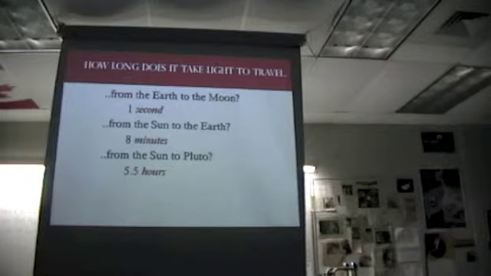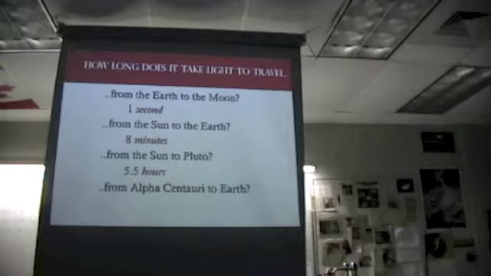Ooh, how about this one? Let's go beyond our solar system. How about Alpha Centauri? Does anybody know what Alpha Centauri is, first of all? Go ahead. Nope. Good guess, though. You're on the right track, sort of. Closest star. It's the closest star to our solar system. It's our next door neighbor star.